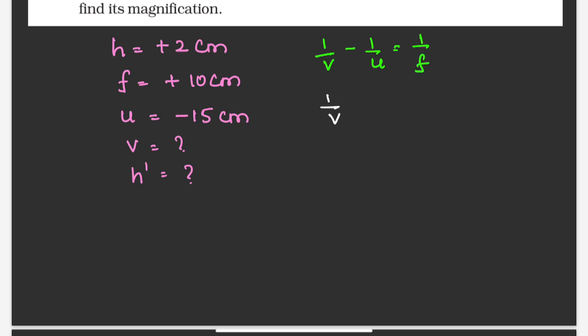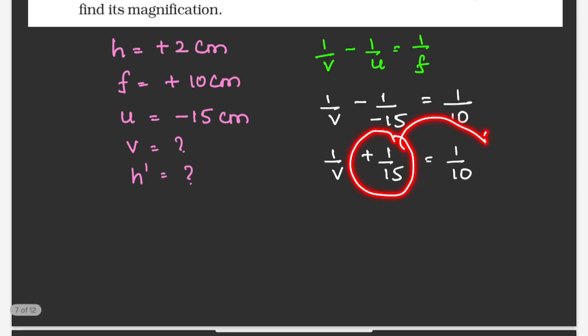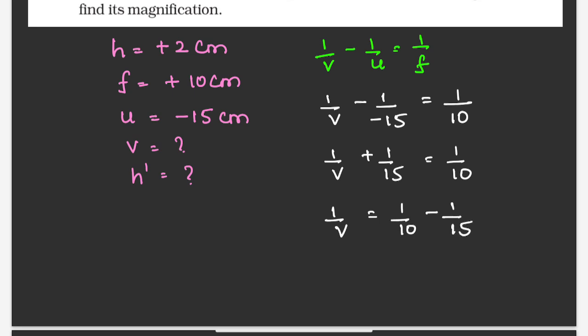So now 1 by v minus 1 by u, which is minus 15, is equal to 1 by f, which is plus 10. So now multiply this sign. Minus into minus will become plus. So 1 by v plus 1 by 15 is equal to 1 by 10. Now shift this plus 1 by 15 to the other side. So it will become minus 1 by 15. 1 by v is equal to 1 by 10 minus 1 by 15. So now take LCM for 10 and 15. LCM for 10 comma 15 is 30.